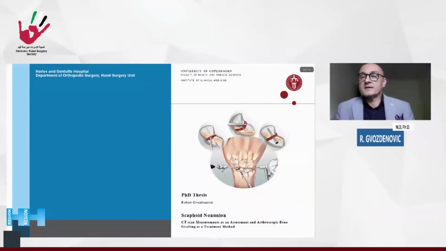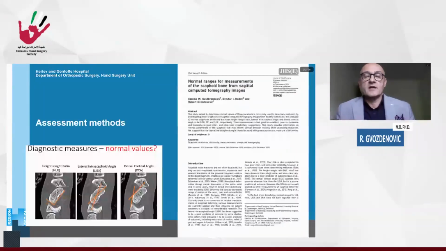I defended the thesis on this topic, and the title was the CT scan measurements as an assessment and arthroscopic bone grafting as a treatment method. And I'll just shortly go through some of the most important findings. We look at the normal values of the most used CT measurements of angulation, which are height to length ratio, lateral interscaphoid angle, and the dorsal-cortical angle.